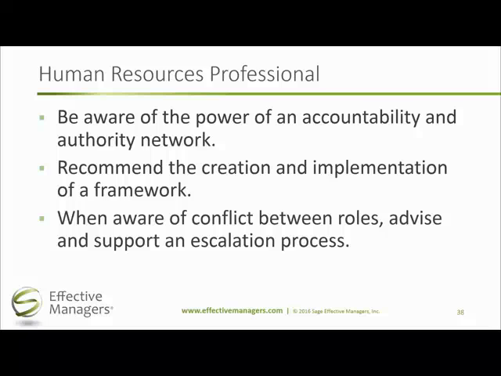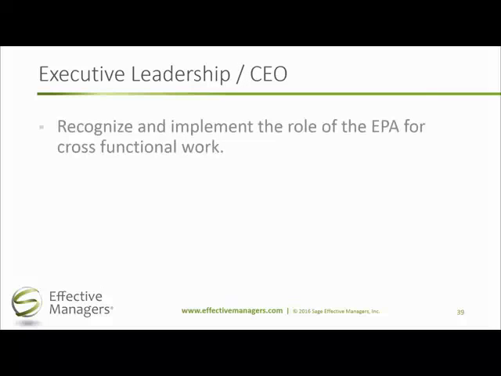And then the third one that I recommend to human resources professionals is when you become aware of conflict between roles, advise and support some kind of an escalation process. So rather than the 2 individuals being at loggerheads over a long period of time, being left to fester, is one of those very early slides that I showed you today, that you encourage people to agree with each other that you will each respectively escalate this to your managers so that you can resolve this and get it put to bed once and for all.